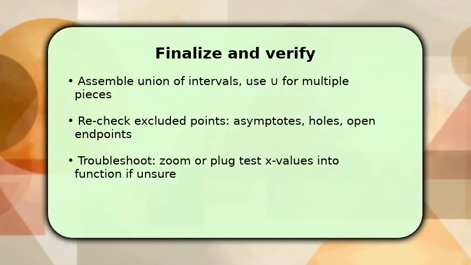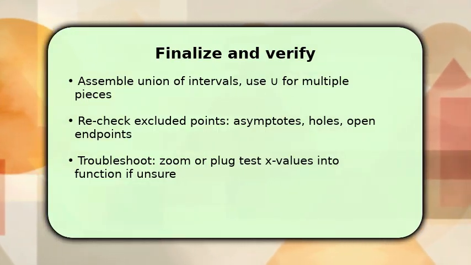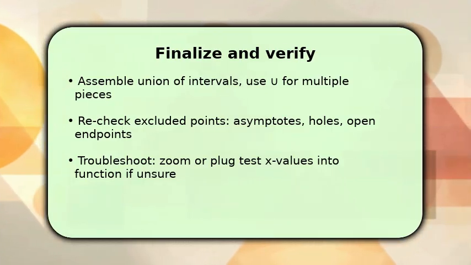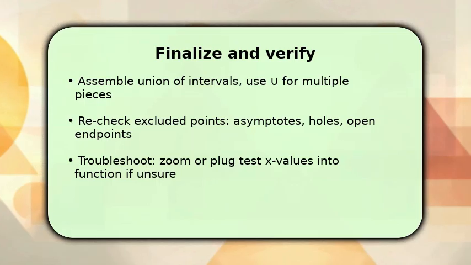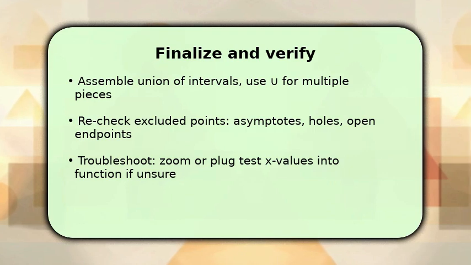Open dots stay open. If you're uncertain at any X value, zoom in on the graph or plug that X into the function rule to confirm. One key troubleshooting tip: if the graph looks continuous but algebra suggests an exclusion, trust the algebra and inspect closely for a hidden hole.